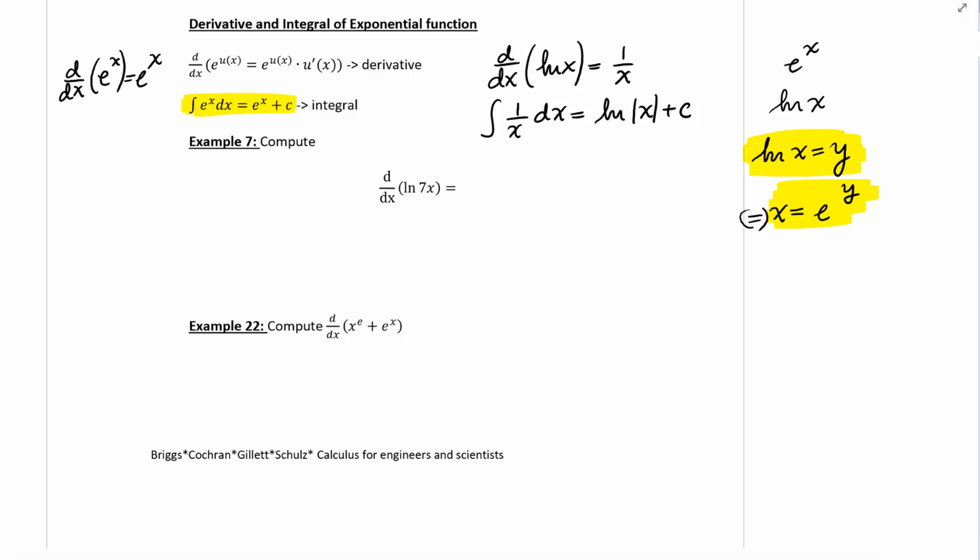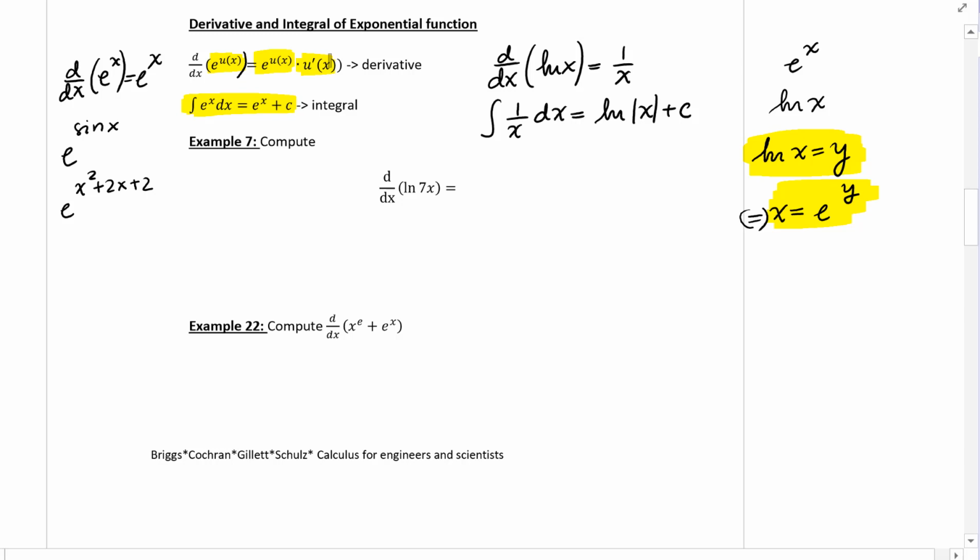Now, if you have to calculate the derivative of e to u of x, which would be something like e to sine of x, for example, or e to x squared plus 2x plus 2, so not just e to the x, well, you'll have to use the chain rule, which means e to the u times u prime of x.